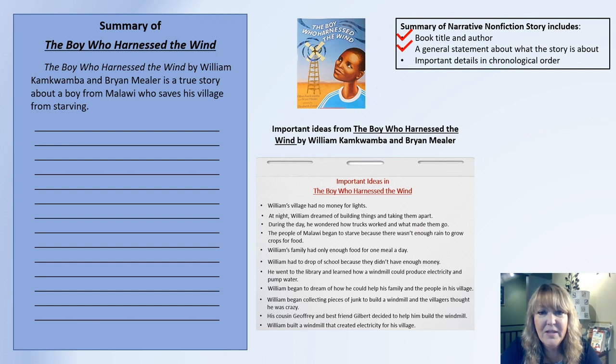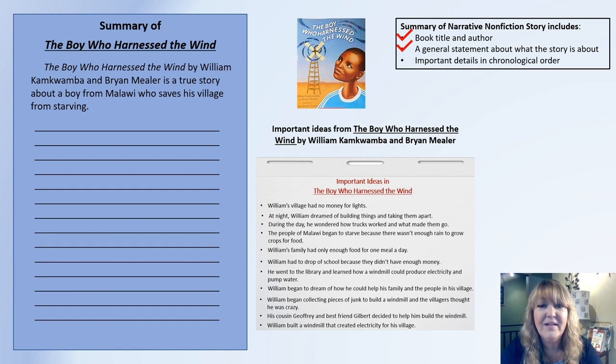And the people of Malawi began to starve because there wasn't enough rain to grow crops or food. William's family had only enough food for one meal a day, and that was important. He had to quit school because the family didn't have enough money. In his spare time, he went to the library to learn about a windmill and how it could produce electricity and pump water. That was one of the books that he read and became interested in. William began to dream about how he could use all of these resources to help his family and his village.